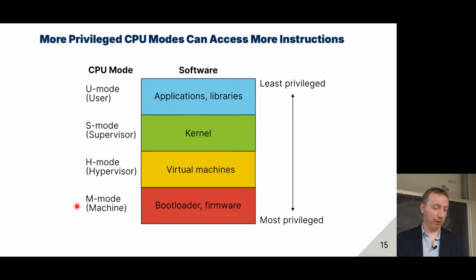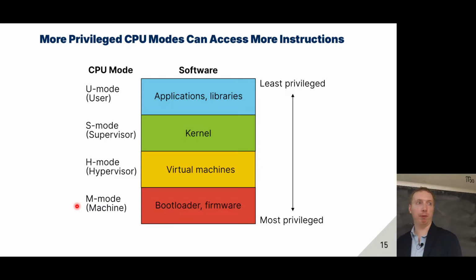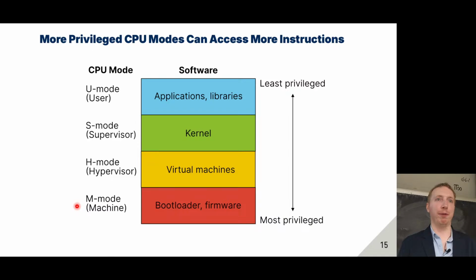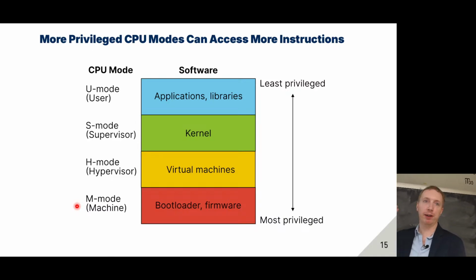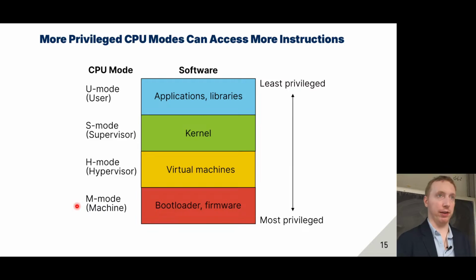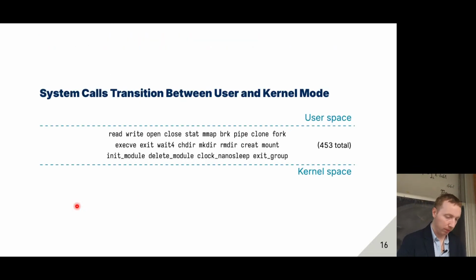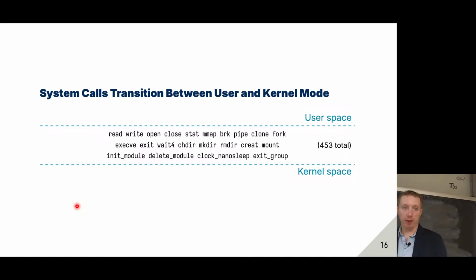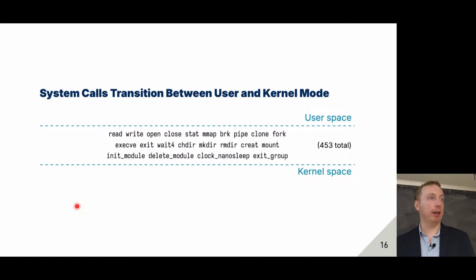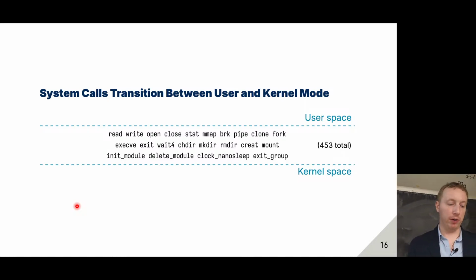And then below that, there's machine mode, which if you did assembly before is probably where you were. It has no security whatsoever. It can just access everything. And that's primarily for bootloaders and firmware stuff we will not touch in this course at all. That will be an embedded course later on. The system calls are the only way to get between that user mode and kernel mode.